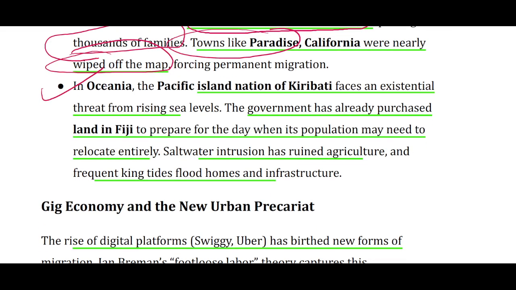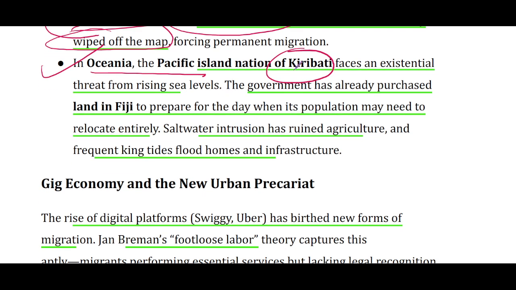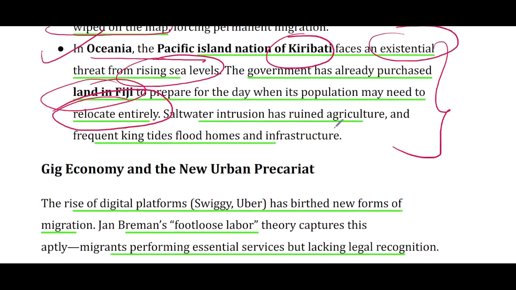The next case study is the Pacific island nation of Kiribati. Because of rising sea level, this island faces an existential crisis, and for that matter, it has already purchased land in Fiji, because if the D-Day comes when it needs permanent relocation, it should be ready for that.